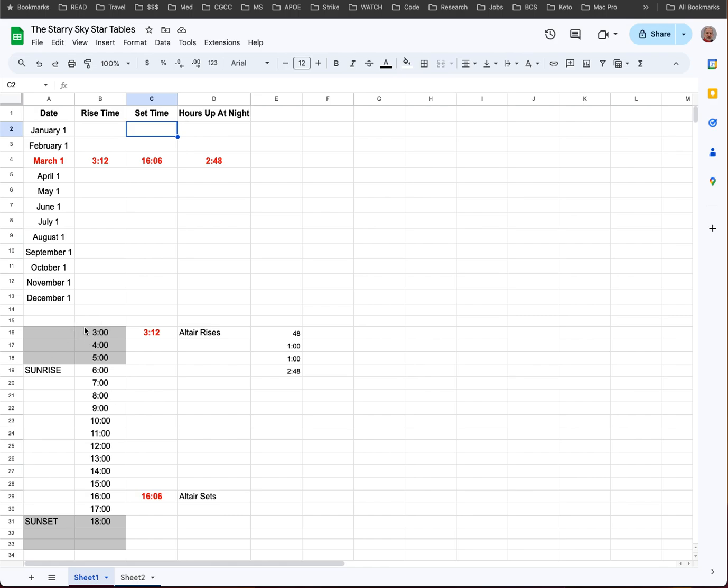I've shown a timeline over here on the left, and I've recorded Altair's rising time at 3:12, which is in the 3 a.m. hour, and I recorded 16:06 as its set time, which is in the afternoon, and I did some shading here. The shady parts are nighttime, and the light white parts are daytime. So, I'm going to do this again just to show you. Here's how you compute it.